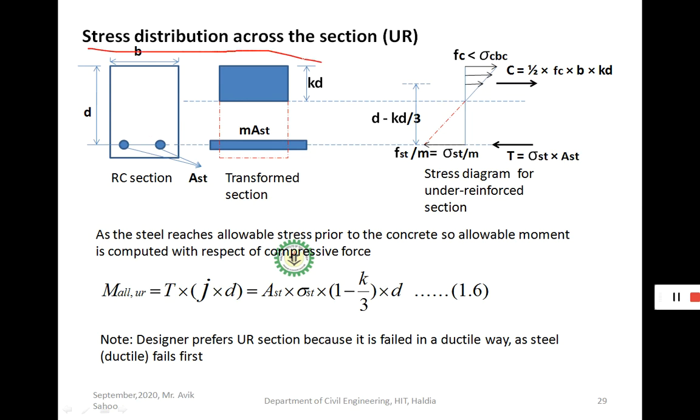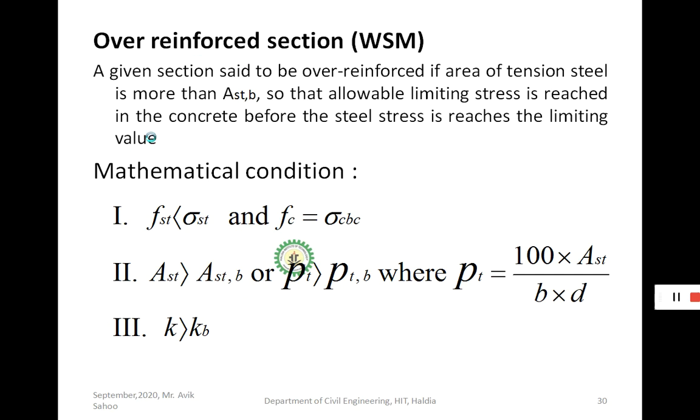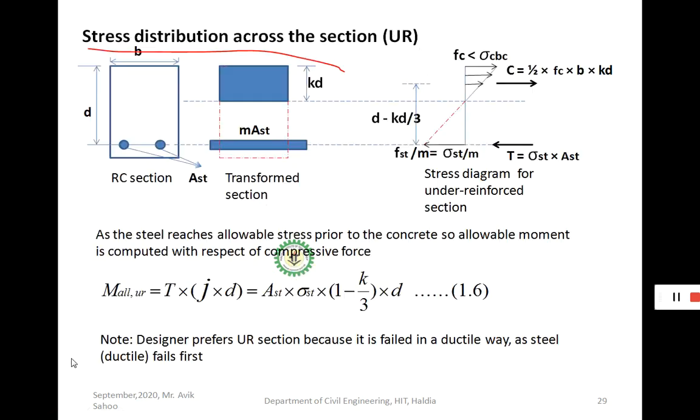So this is a stress distribution across the section. Here you see only two words are used, because in the balanced section you have seen that three steels are used. In the under reinforced section, the reinforcement used is less than the balanced section, so that's why it is called under reinforced: the reinforcement we are using is less than the balanced section.